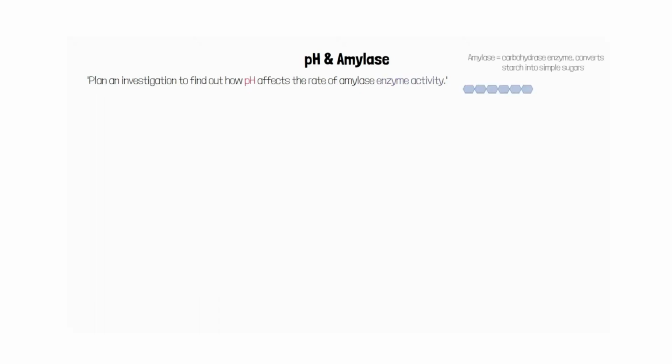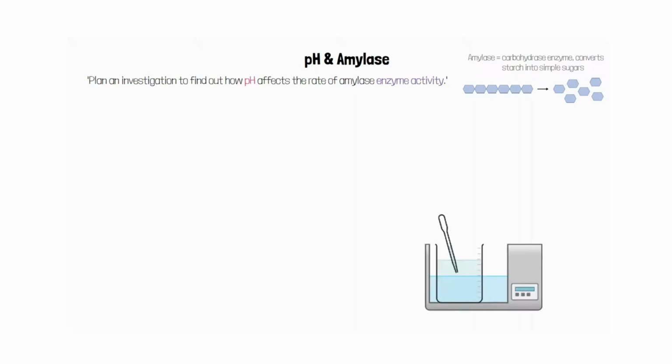The rate of enzyme activity is affected by temperature, pH, and other factors. We can plan an investigation to find out how pH affects the rate of enzyme activity using an enzyme called amylase. Amylase is a carbohydrase enzyme that breaks down long chains of starch into smaller, simpler sugar molecules. It's found in saliva, and it's also produced by the pancreas.